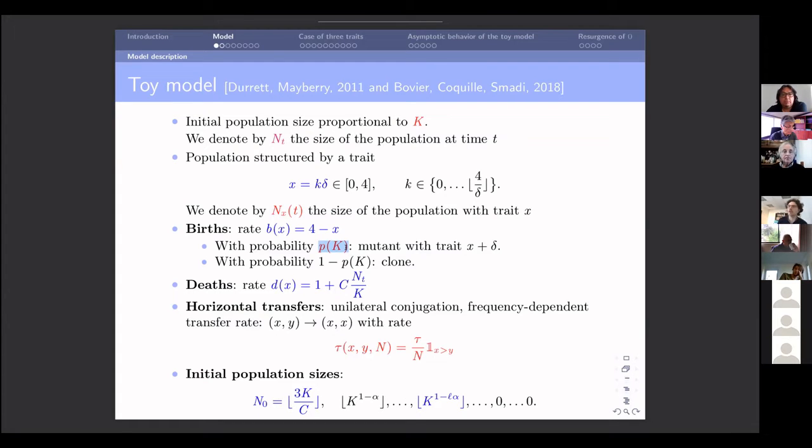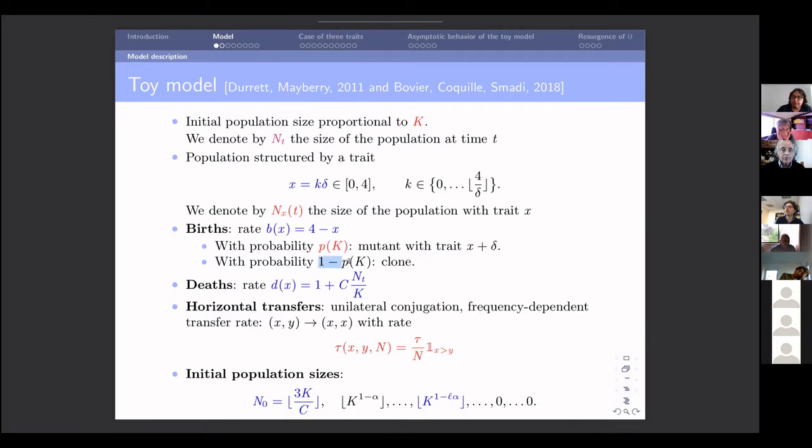I'm going to come back in a few moments on that. I will assume that with some probability that depends on k, in some specific way, at a birth event there is a mutation, and I assume very simple mutations. The individual with trait X will produce a mutant which has one more plasmid, for example, so X plus delta, the trait. So it's unidirectional mutations. We could have considered bidirectional, but it would be more complicated, but still possible.